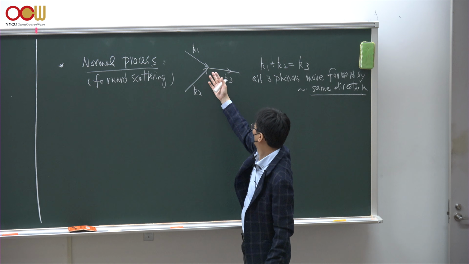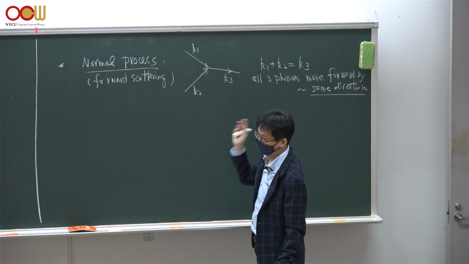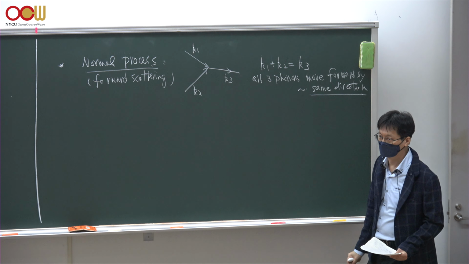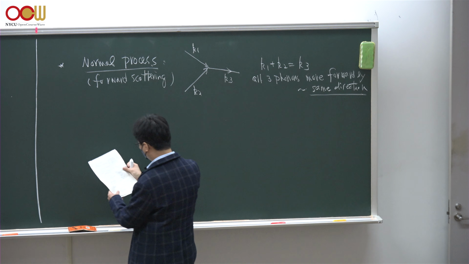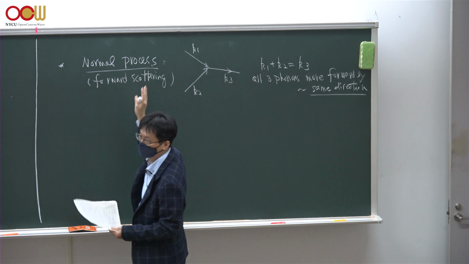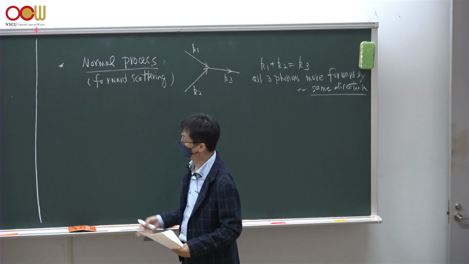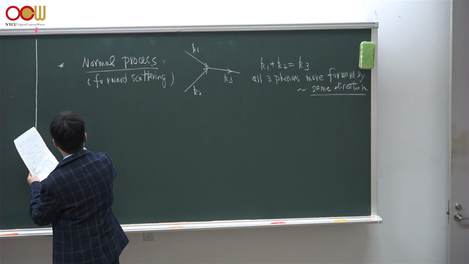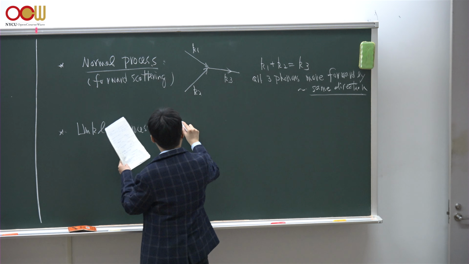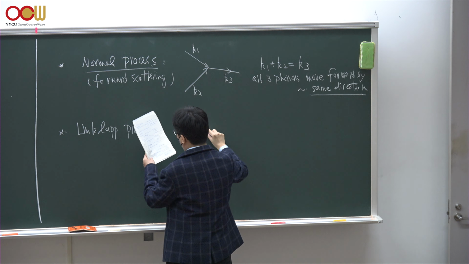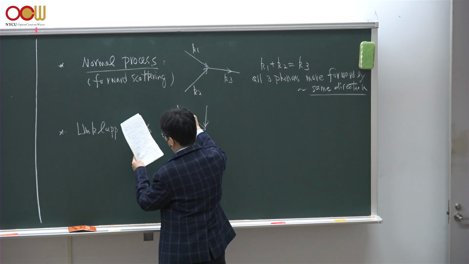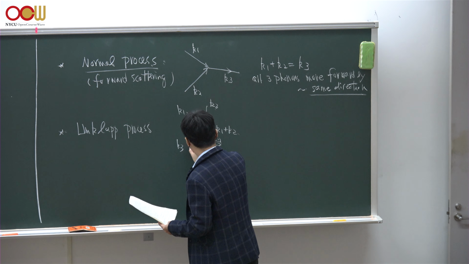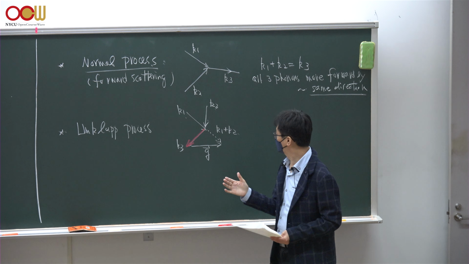Meaning, the scattered phonon still moves along the same direction as the initial phonons do, right? Okay, so that's the normal process, meaning the standard or conventional scattering process. But there's an Umklapp process, which is different. Of course, then it's not simply a forward scattering anymore. So you can see very clearly that this K3 is actually moving backward.